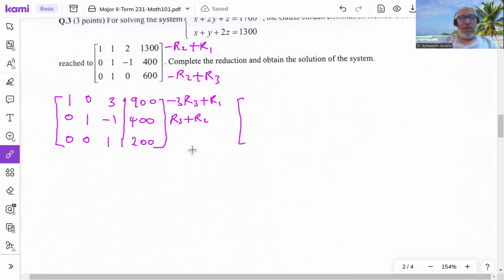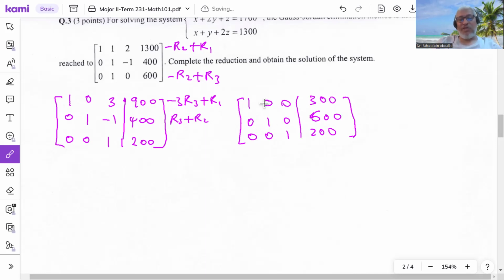Okay. Now I'll have the following matrix. Which row here is not changing? Row 3, because I'm using it to change row 1 and row 2. Okay, let us finish row 2. We just add 0 plus 0, 0, 0 plus 1, 1 plus -1, 200 plus 400. What about the first row? -3 times 0, that's 0, plus 1. -3 times 0, that's 0, plus 0. -3 plus 3, that's 0. Negative 3 times 200, that's negative 600, plus 900, that's 300.